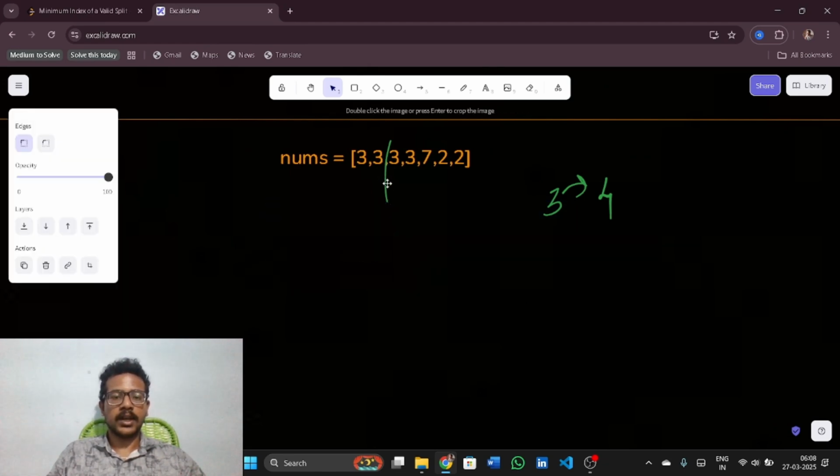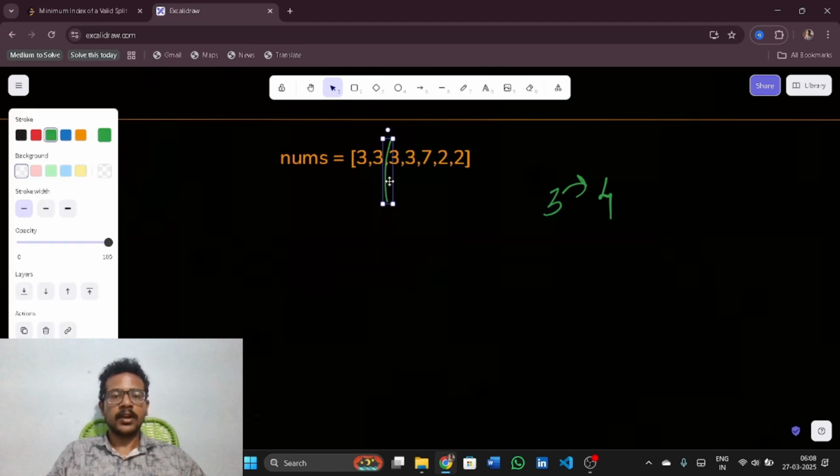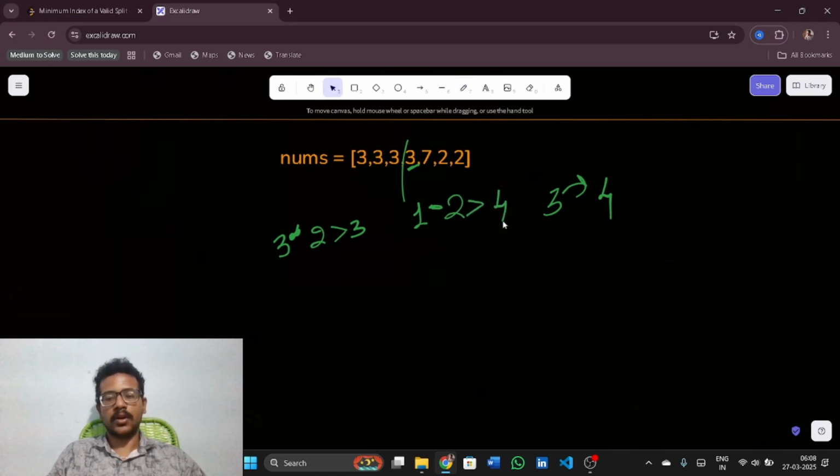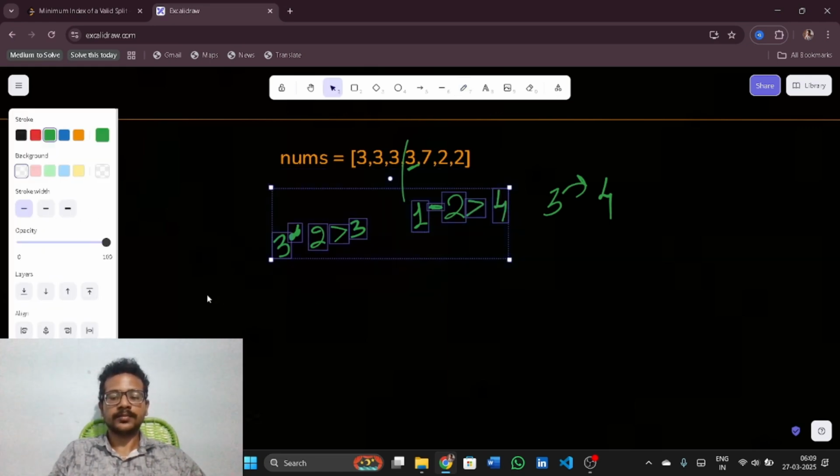Now let me go through another index. Here I have 3 for 3 times. So 3 into 2 should be greater than 3. Is it so? Yes. And here 1 is the only number of times it is occurring. How do I know that? 4 minus 3 is equal to 1. That's how I knew. 1 into 2 is 2 and is it greater than 4? No. So I skip this part.